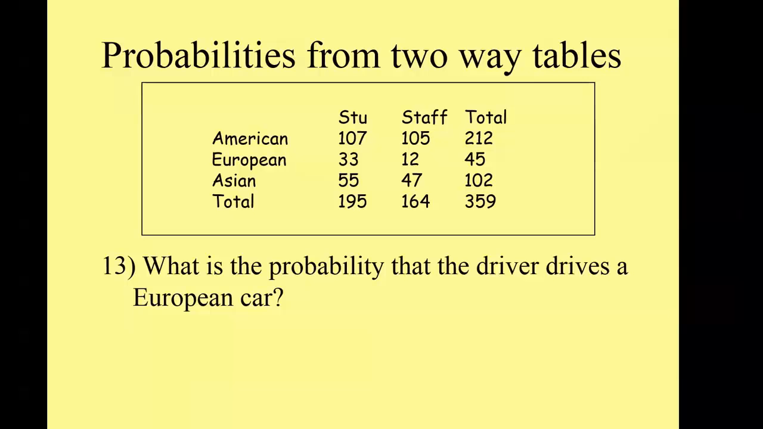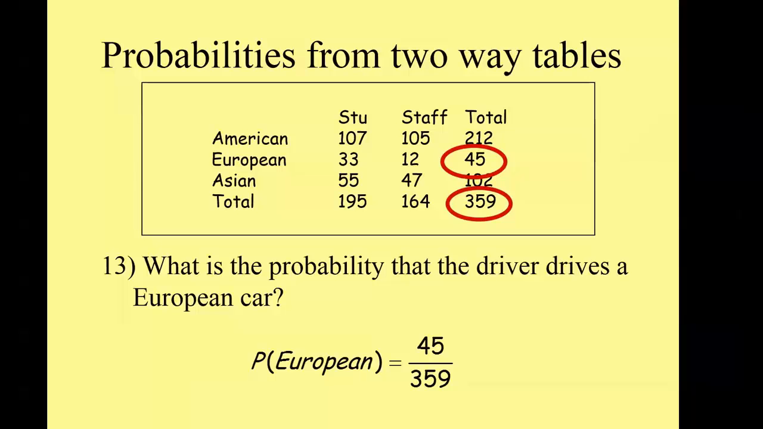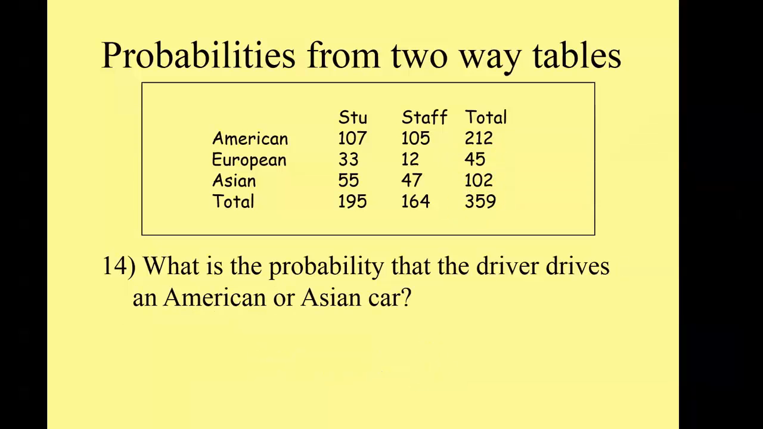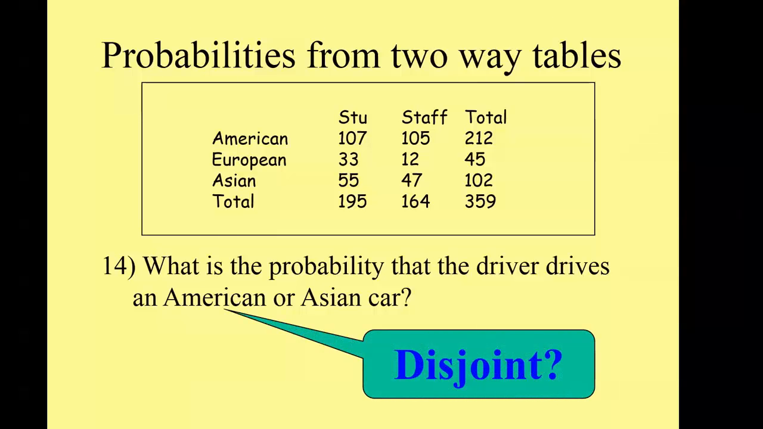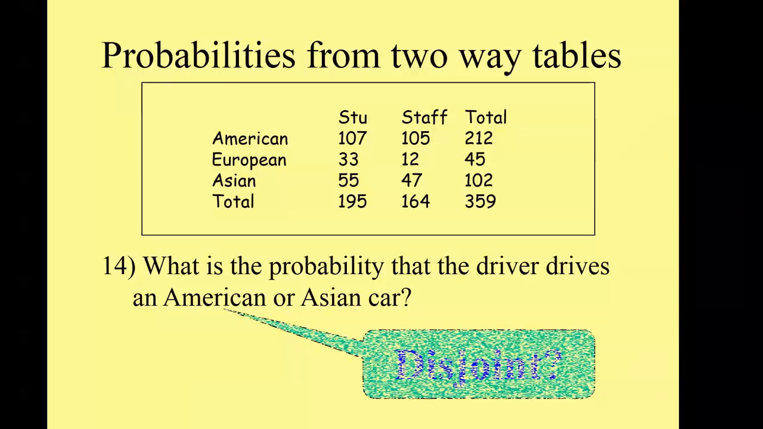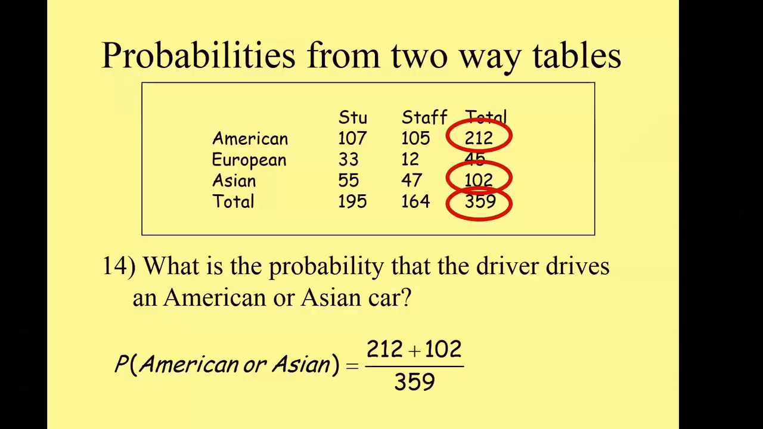What's the probability that a driver drives a European car? How many European cars are there? There are 45 out of the 359. What's the probability that the driver drives an American or Asian car? How many Asian cars are there, and how many American cars are there? Are they disjoint? Well, yes, because you can't really be Asian and American. Well, people-wise, yes, but not car-wise. Anyway, I want to add those two numbers up and divide that by the total 359.